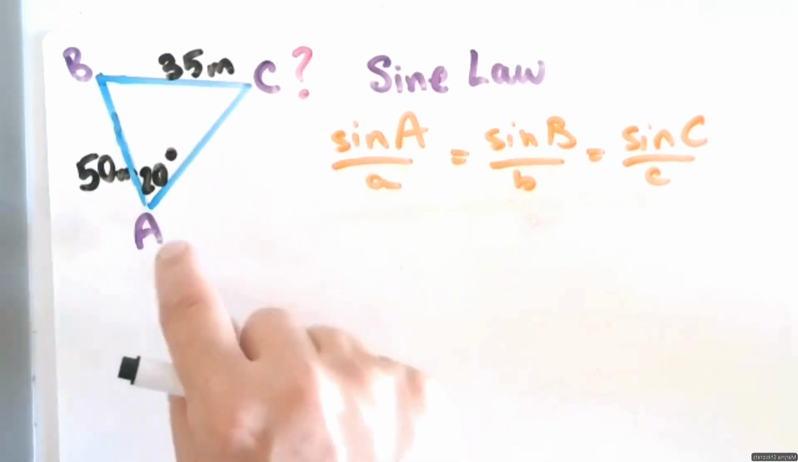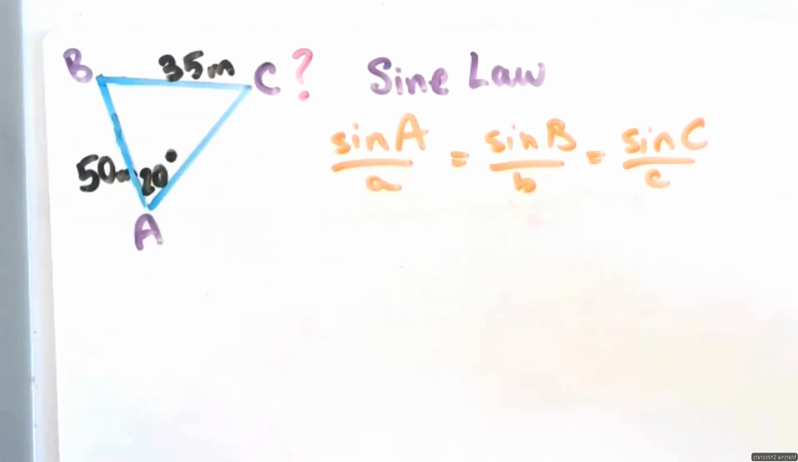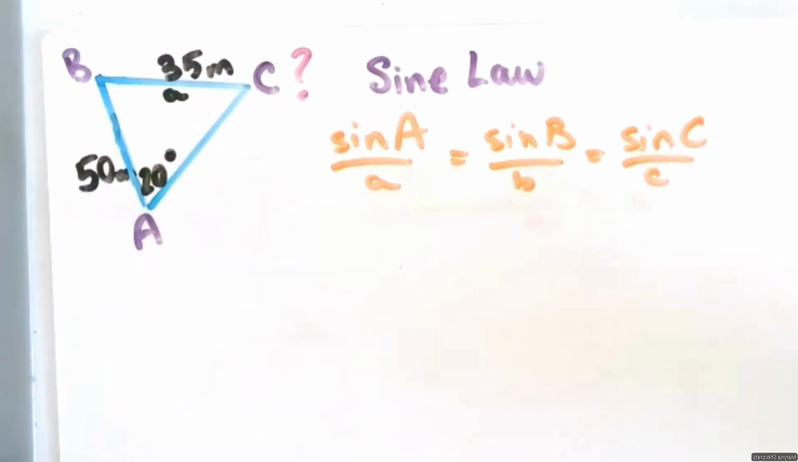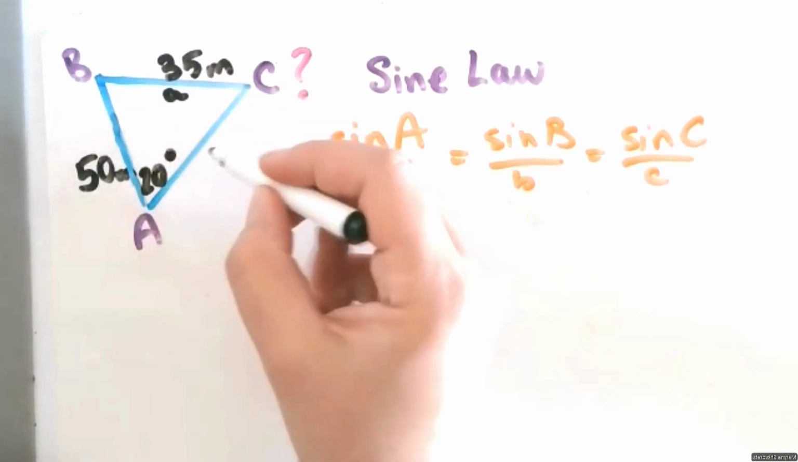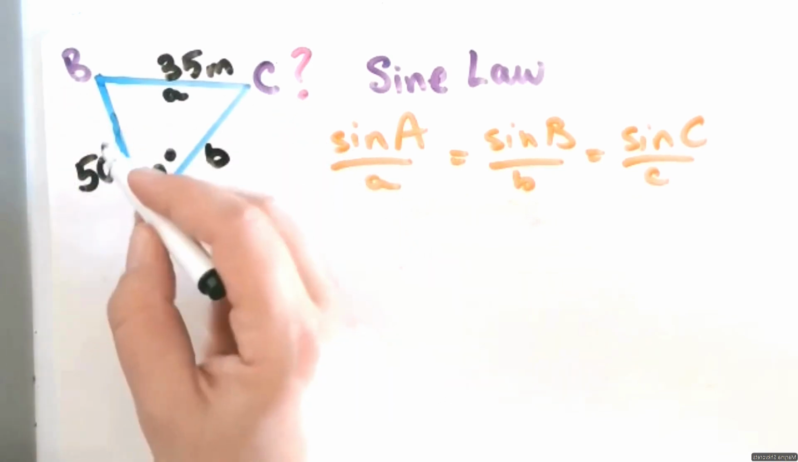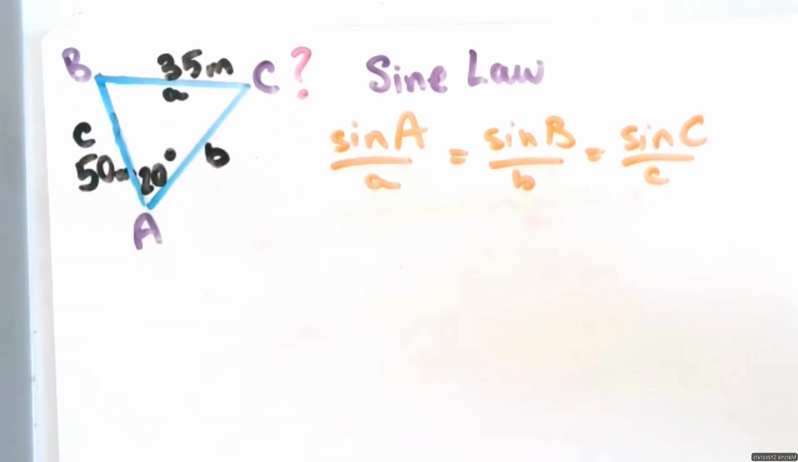If this is angle A, then the corresponding side would be side length little a. I just write it underneath because I don't have enough space. If this is angle B, the corresponding side would be lowercase b. And if this is angle C, the corresponding side would be called little c. Now it's easy peasy. We can just plug everything in.